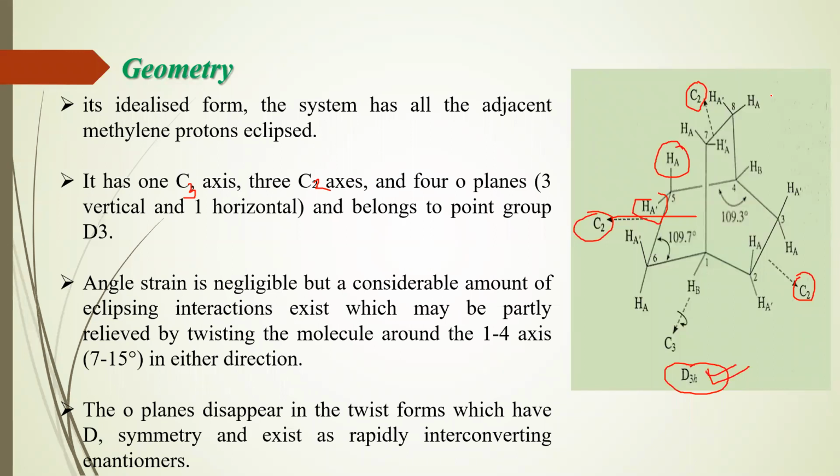In the case of eclipsing, the bond angle interaction in the bridge of this molecule will be negligible, meaning small, in the form of 4 to 7 to 15 degrees. On the sigma plane, this is represented as a sigma. This sigma plane disappears in a twist form. We have D3h symmetry, and rapidly interconvertible isomers exist. In that case, these molecules are interconvertible.